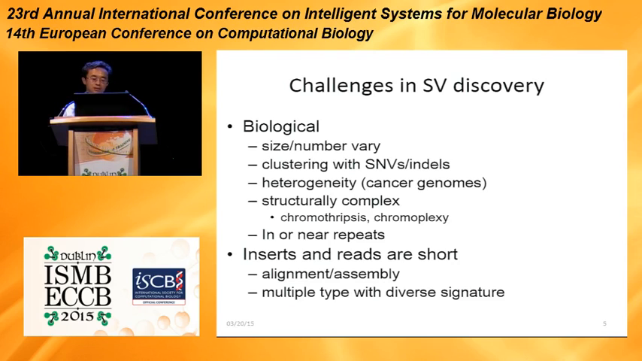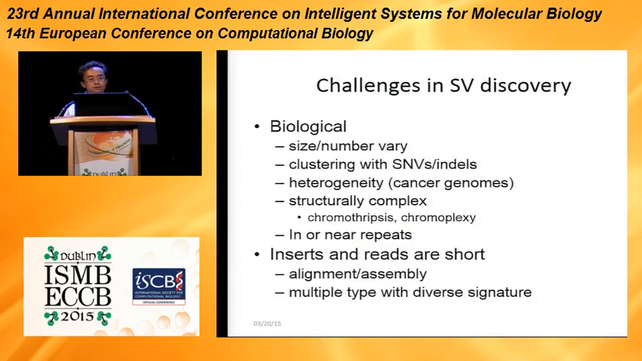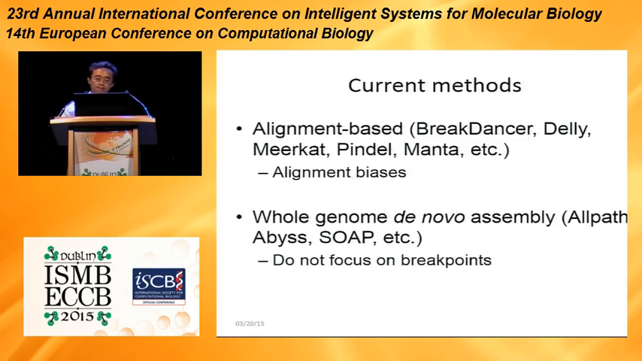And in the cancer genome, similar to SNVs and indels, there's a heterogeneity issue. And also the structural variants themselves have very complicated types. For example, chromothripsis and chromoplexy have been demonstrated by other cancer genome studies. From a technology perspective, we're still using mostly short-insert data, such as Illumina data, and the reads are not particularly long for the mainstream of data out there. So there's a considerable amount of alignment and assembly challenge in figuring out the sequences underlying each breakpoint. So for existing approaches, there are basically two types.